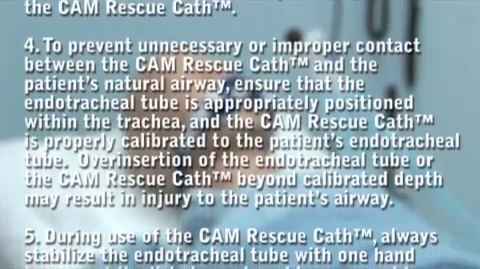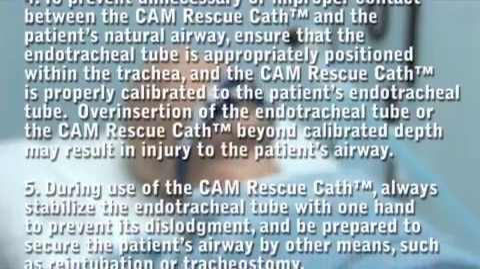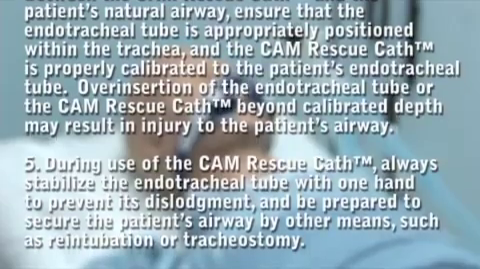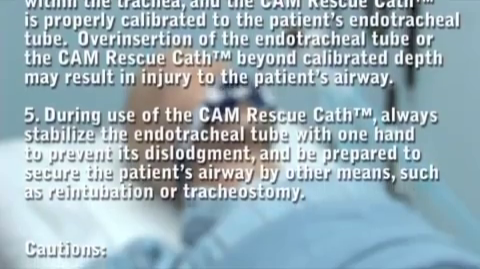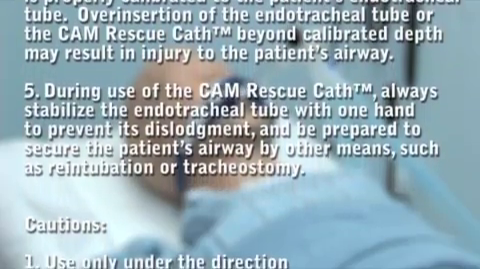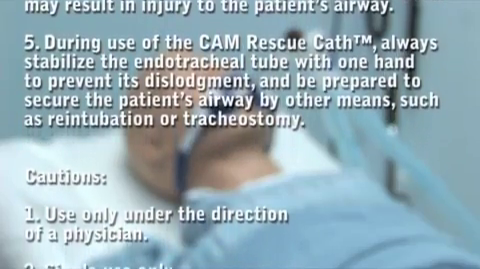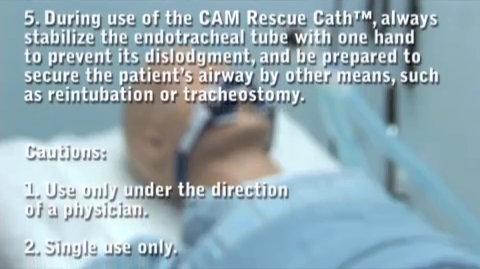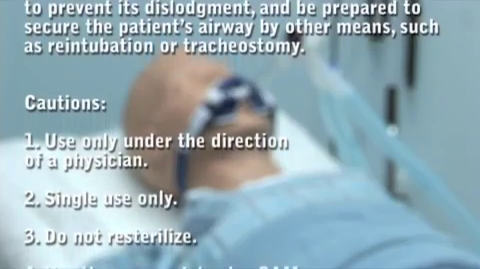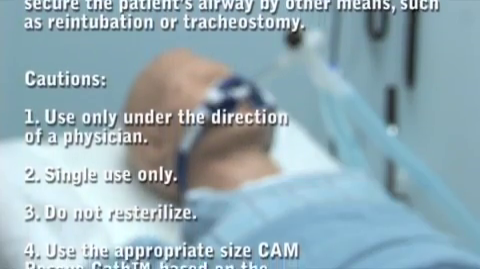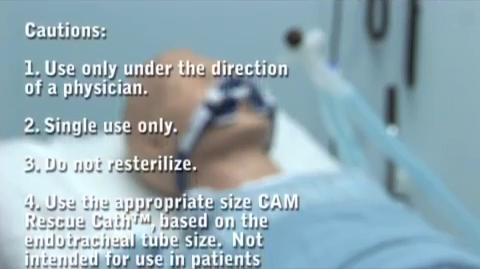To prevent unnecessary or improper contact between the CAM Rescue Cath and the patient's natural airway, ensure that the endotracheal tube is appropriately positioned within the trachea, and the CAM Rescue Cath is properly calibrated to the patient's endotracheal tube. Over-insertion of the endotracheal tube or the CAM Rescue Cath beyond the calibrated depth may result in injury to the patient's airway. During use of the CAM Rescue Cath, always stabilize the endotracheal tube with one hand to prevent its dislodgement, and be prepared to secure the patient's airway by other means such as reintubation or tracheostomy.